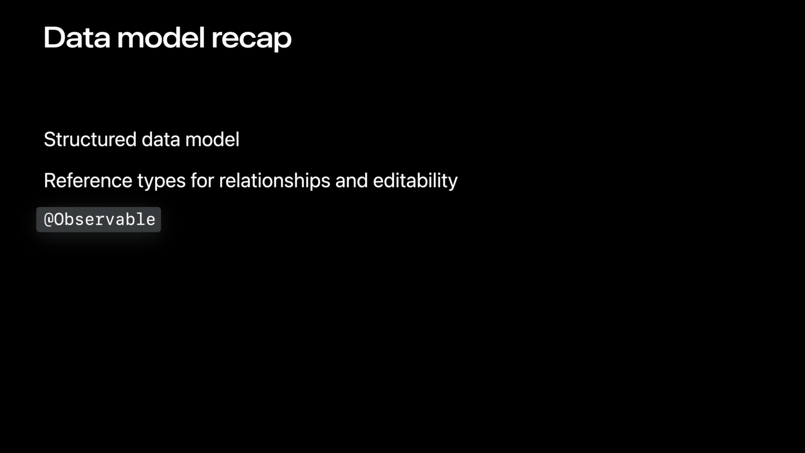Okay, so to recap, this app uses a structured data model of trip and activity objects. It uses reference types, or classes, to model each object, so that I can use references to model the relationship between these objects. And it's easy for these properties to be editable anywhere in the UI. To make data in these classes flow through to SwiftUI, I just add the @Observable macro to each of their definitions. Then, my SwiftUI views can just read the properties directly in view bodies.